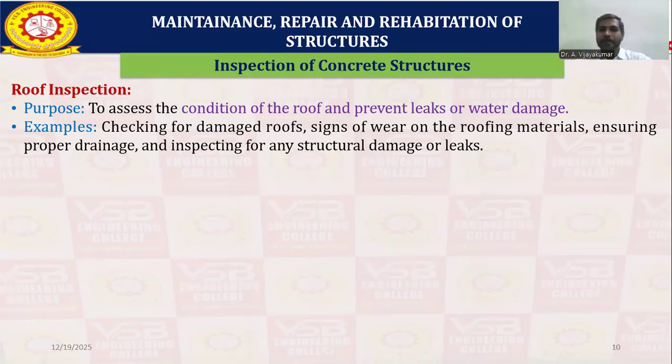So we check the roof for damage and signs of wear of the roofing materials. When the age increases beyond 20 or 25 years, the top of the roofing materials starts to wear, meaning the topmost cement paste or mortar comes out. So there are definitely chances of water penetrating the roof. When we see the wear, we should start maintenance properly, ensuring proper drainage and inspecting for any structural damage or leaks.